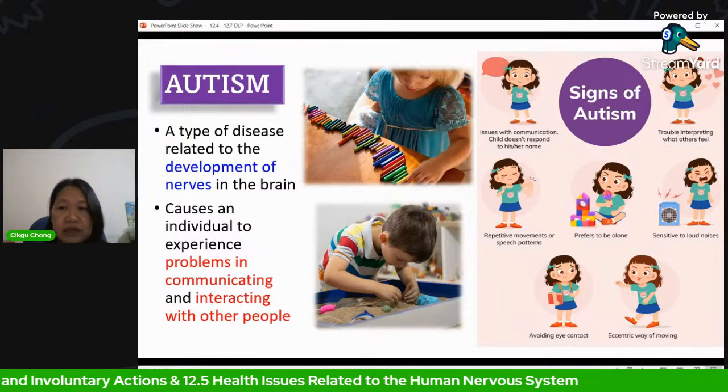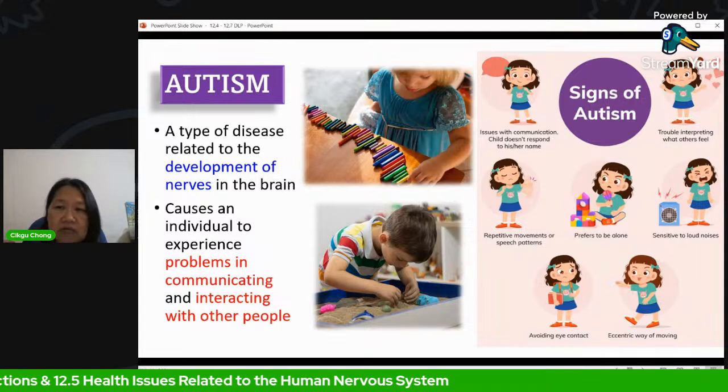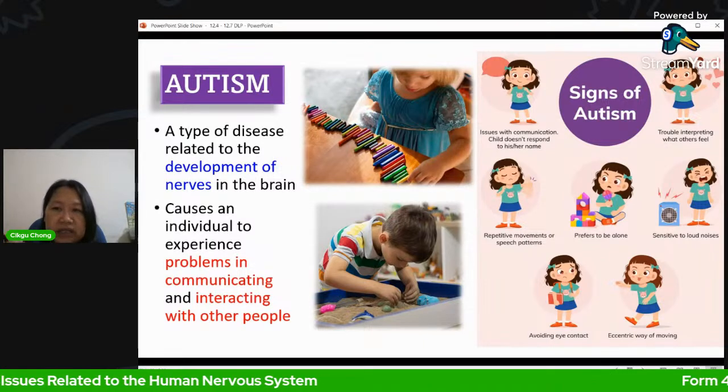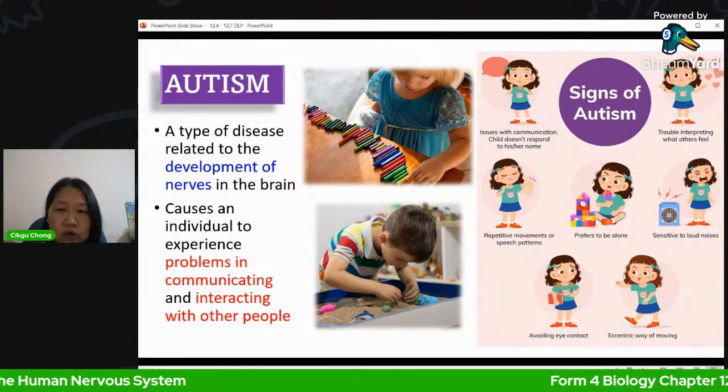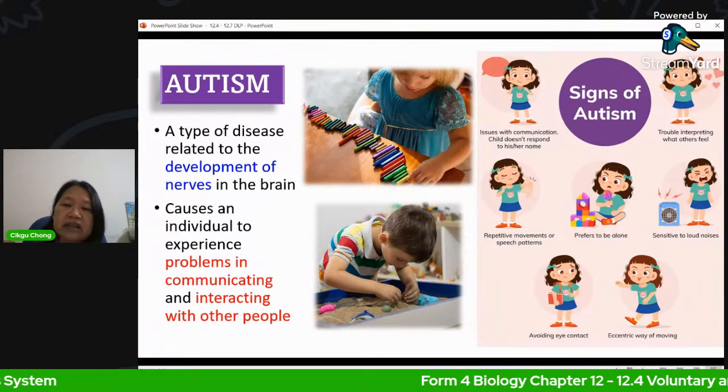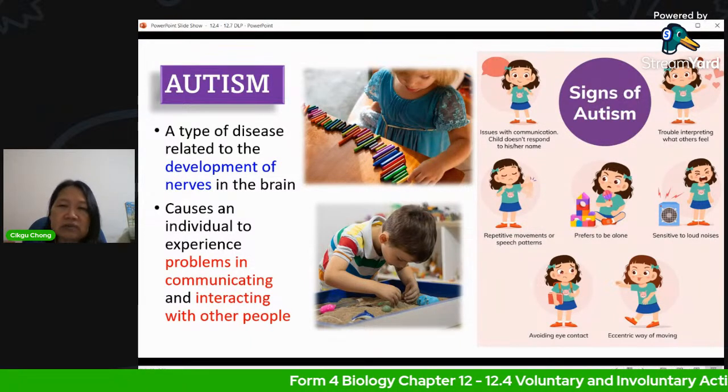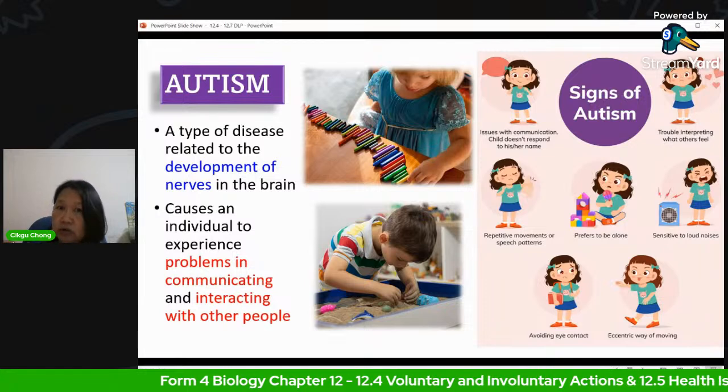Prefers to be alone. Sensitive to loud noises. They don't like loud sounds. They get irritated, and they don't like to look at you, avoiding eye contact. An eccentric way of moving. Sometimes their movement is a bit exaggerated. But don't look down on them.